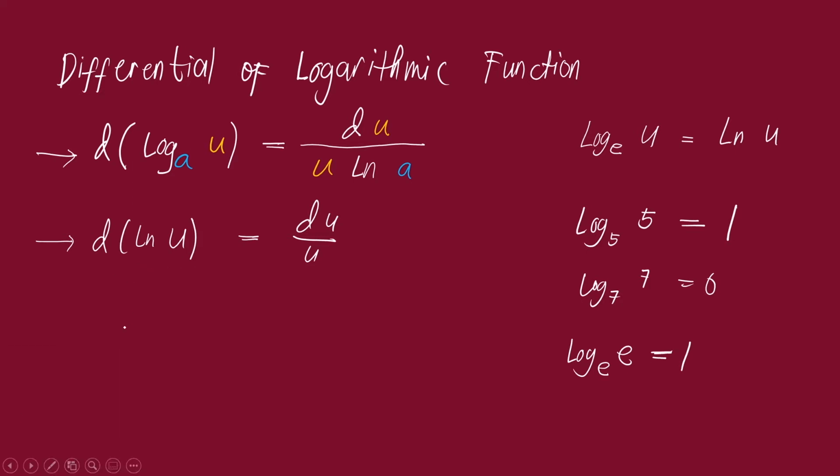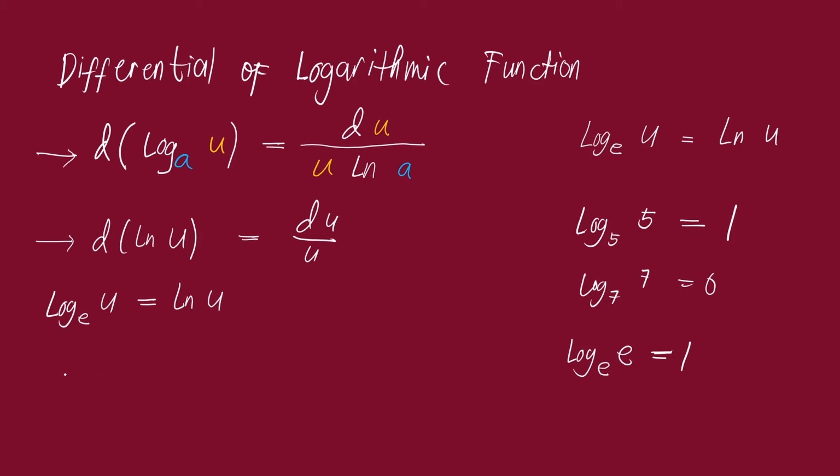Okay, before we go on, let me just present to you the different properties of logarithm, because this will help you a lot in simplifying complicated logarithmic functions. So the first one, if you have a logarithm of u to the base e, that means if the base is e, then you can rewrite this as the ln, the natural logarithm of u.